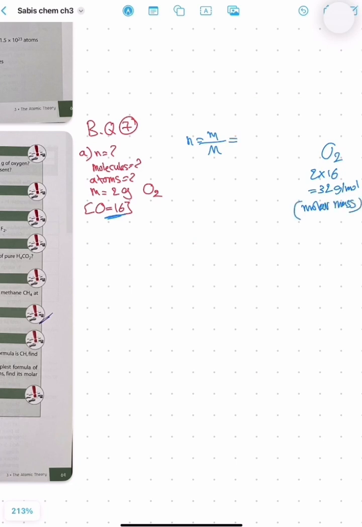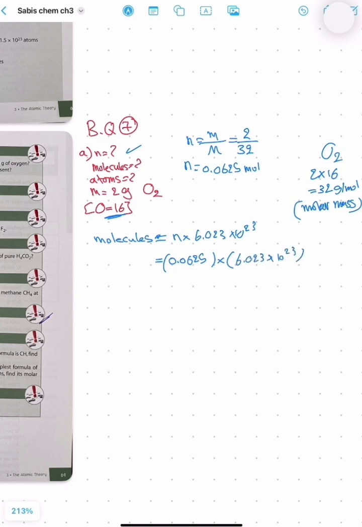Okay, so how much is mass? 2 over 32. Number of moles is equal to 0.0625 moles. First one is done. Okay, let's do molecules. Number of molecules, as you know, are equal to number of moles times Avogadro number. So number of moles was 0.0625 times Avogadro number, which is equal to 3.76 times 10 to the power of 22 molecules.